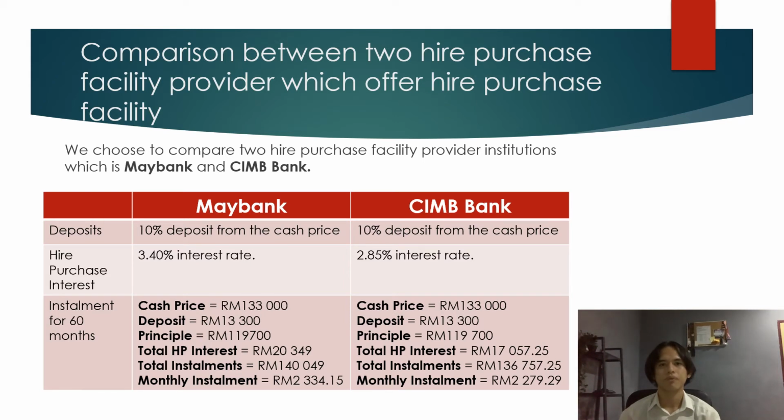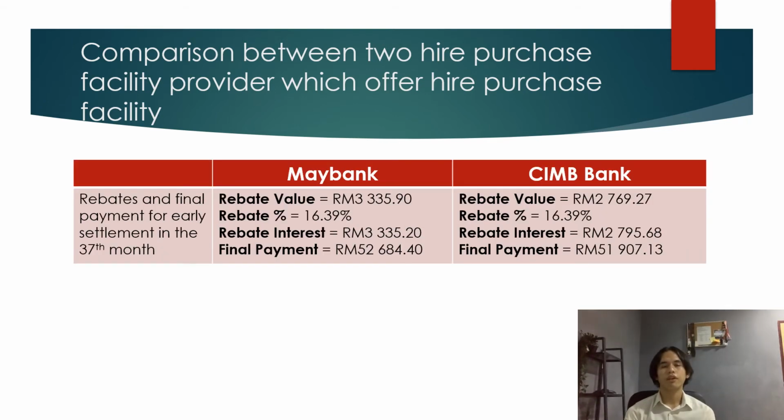Next, total installments for Maybank is RM140,049, but the total installments for CIMB Bank is RM136,757.25. Lastly, the monthly installment for Maybank is RM2,334.50, while CIMB Bank is RM2,279.59. Lastly, the rebates and final payment for early settlement in the 37th month.